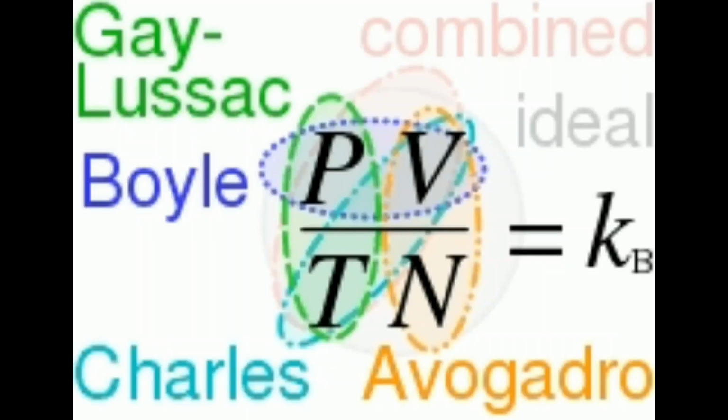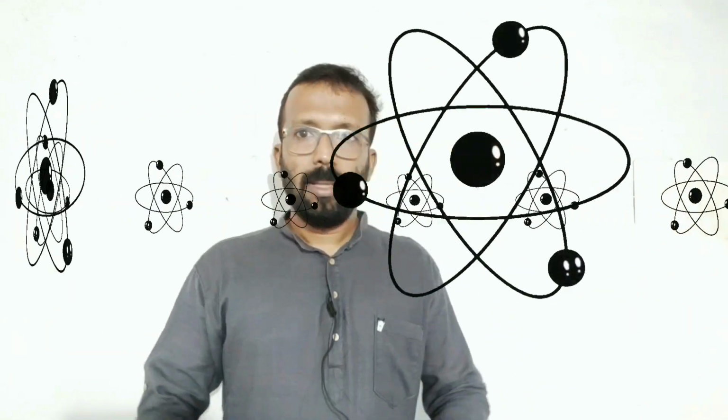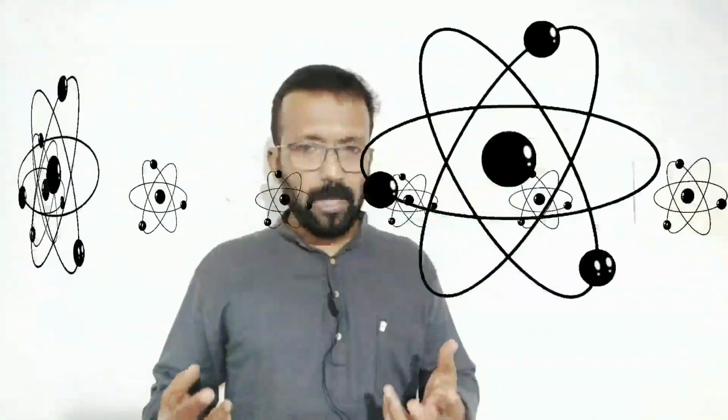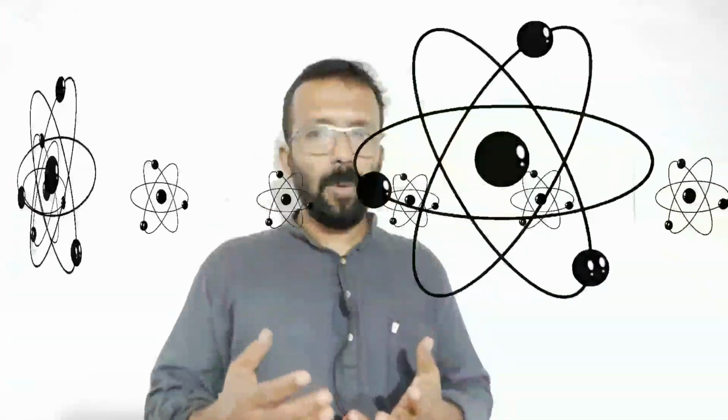We have Boyle's law, Charles' law, Avogadro's. It is clear that the atomic mass of oxygen is 16, the atomic mass of carbon is 12, nitrogen is 14, like that. There are some other situations in which we have to express these atomic masses in specific units.